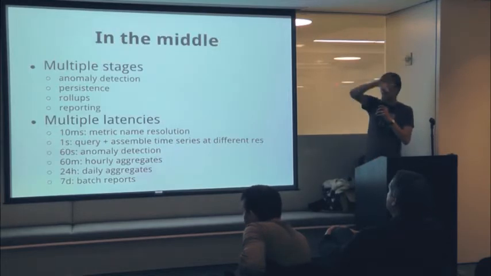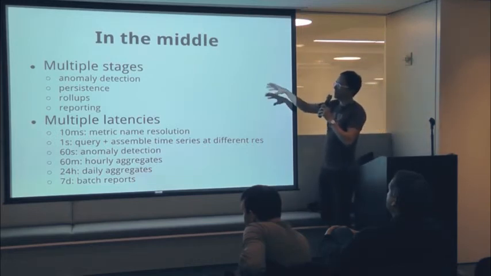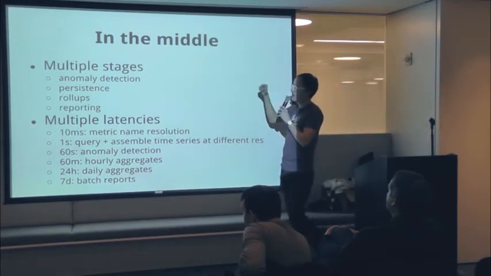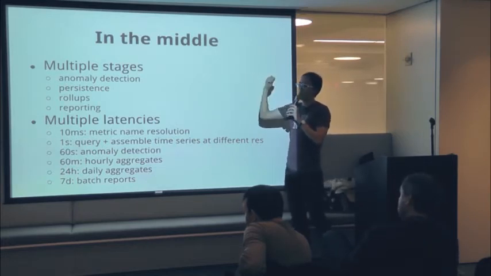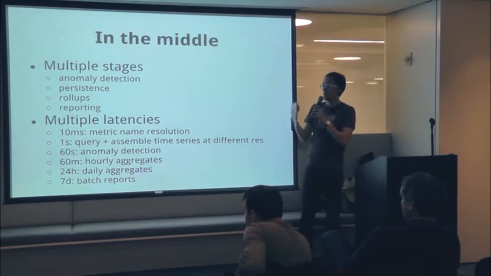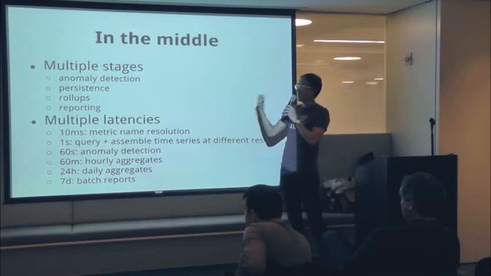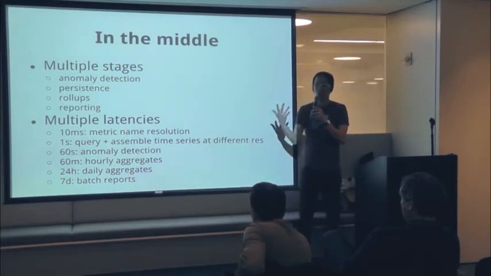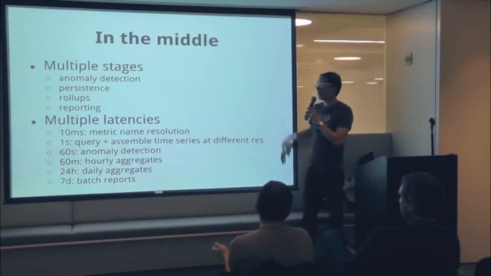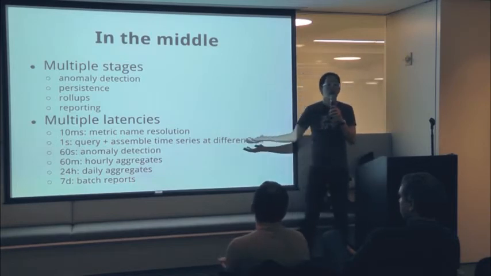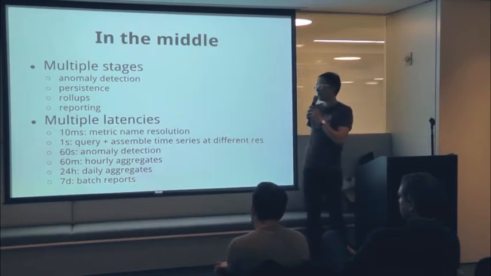So that's inbound and outbound, and in the middle there's a bunch of stuff. It's all the stages, and I'll go over them in a little bit. Basically, it's things that will look at the incoming metrics and look for anomalies, persist them, and do roll-ups to aggregations so you can keep your latency fairly low, and do some kind of reporting: look at data across the board and produce some reports.